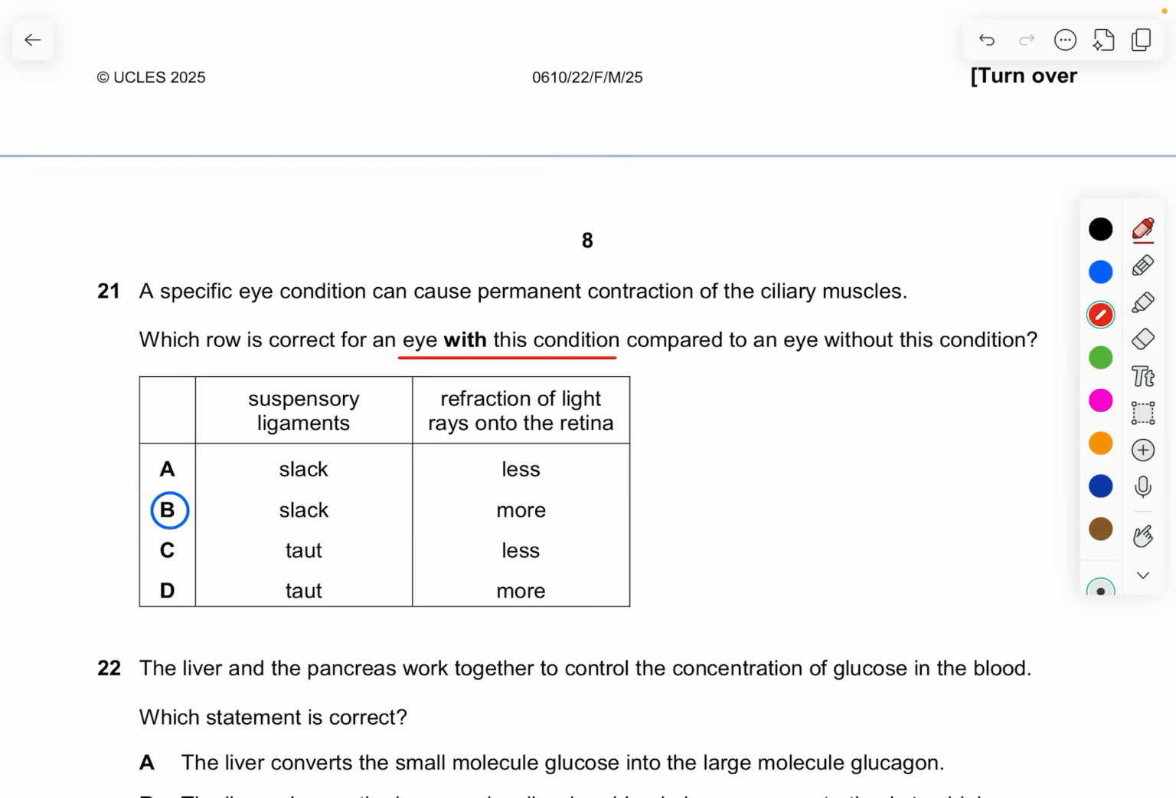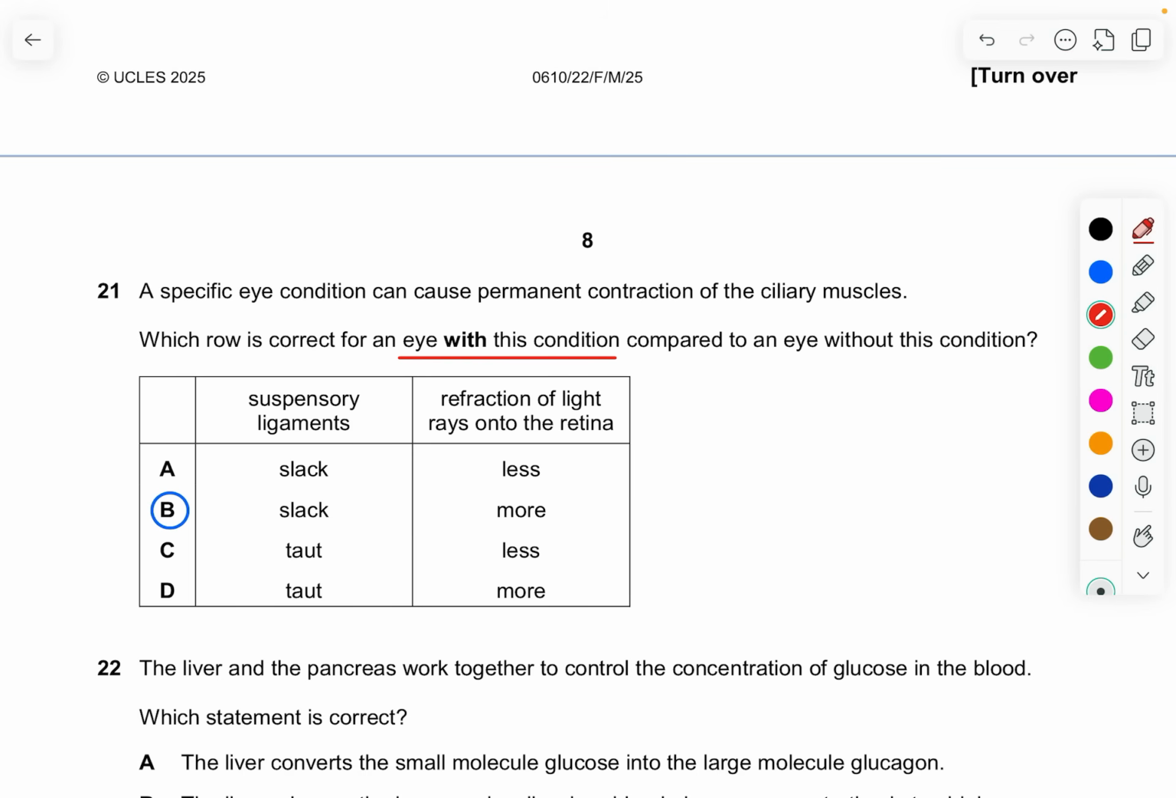So what do you think this would denote? First of all, you have to see that there are two things: the suspensory ligament and the refraction of light rays onto the retina. So the answer will be B, because it slackens, so it stops from coming back, and therefore the refraction of light rays onto the retina will increase.